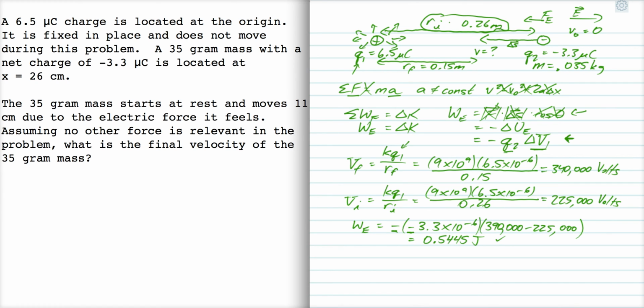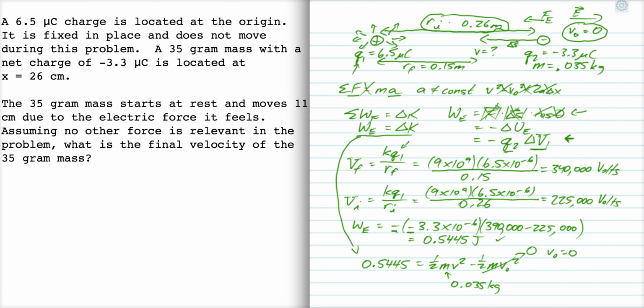All right, so now I'm going to plug that in down here. We have the work done by the electric force, which is 0.5445. That's equal to 1/2 mv squared minus 1/2 m v naught squared. But then that term is 0, of course, because v naught is equal to 0. Remember up here we said that this particle initially begins at rest. And then I plug in a mass of 0.035 kilograms here, and I solve for v, and I get 5.6 meters per second.